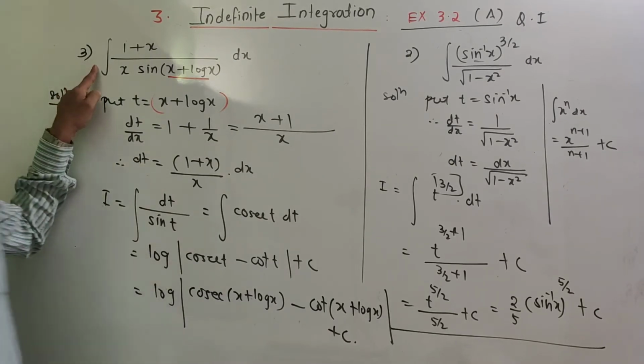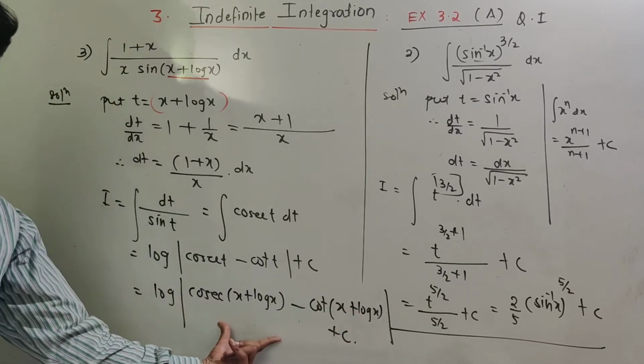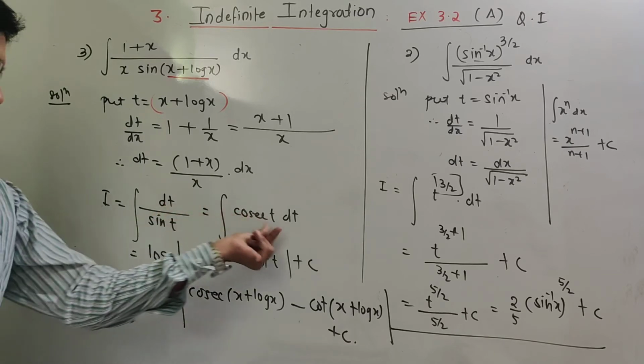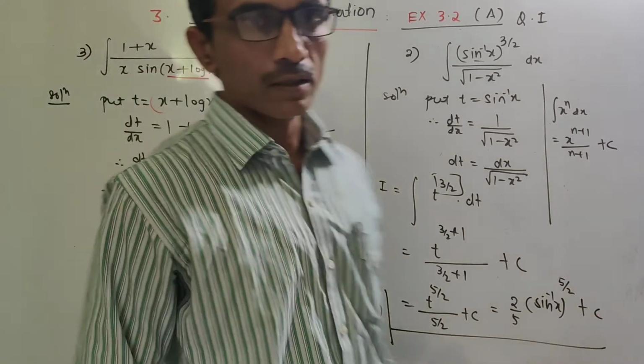So integration of this is equal to log of cosec of this minus cot, we can write in the short formula that log of tan of x by 2 or log of tan of t by 2. So or this as given in the answer.